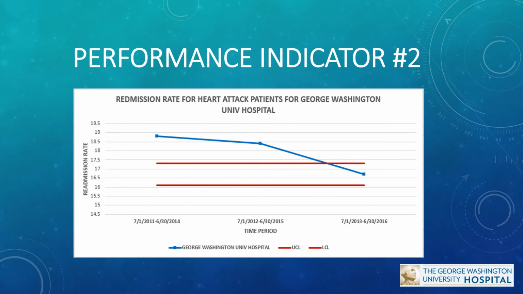Next, performance indicator number 2, readmission rate for heart attack patients for George Washington University Hospital. As we can see, George Washington University Hospital readmission rate is higher than the control limits for the first time period, compared to its competitors. Then it decreased to be within the control limit by 2016.